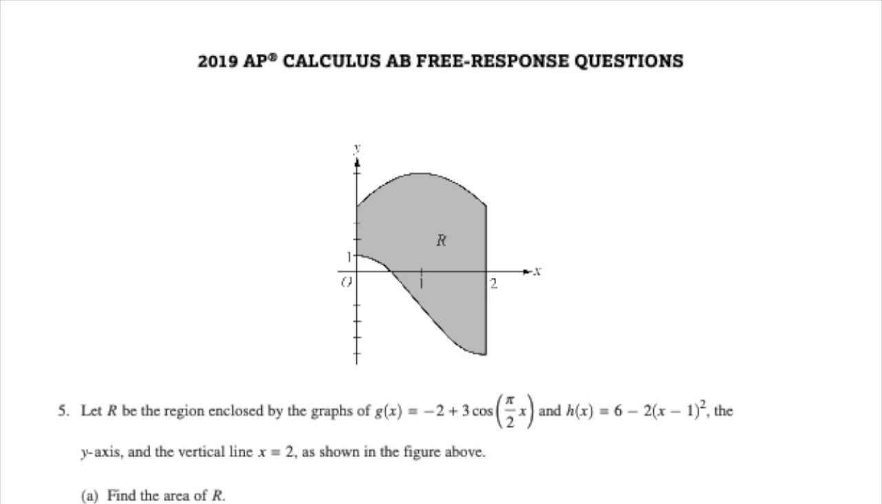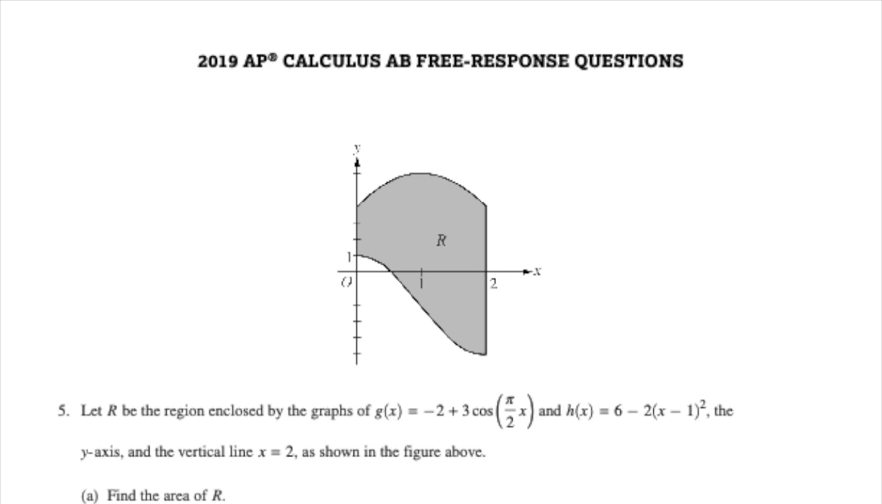So let's get started. Part A is asking us to find the area of R. We know R is enclosed by these two functions, and I'm sure you guys know that in order to find the area, we have to subtract one from another. But we need to know which one we have to subtract. If we look closely, g of x is equal to -2 plus 3 cosine pi over 2x. This function, 3 cosine pi over 2x, can't be greater than 3, right? Because cosine of anything can't be greater than 1. So the max that this value can go to, if it was starting from the origin, would be 3.